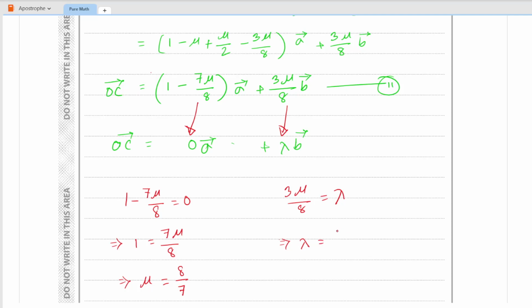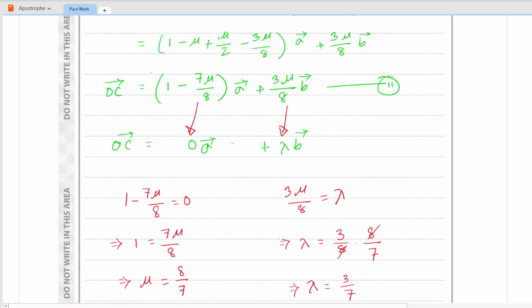Lambda is equal to 3 over 8 times mu, which is 8 over 7. So this and this get cancelled, and you're left with lambda is equal to 3 over 7. Now, this is not the answer.